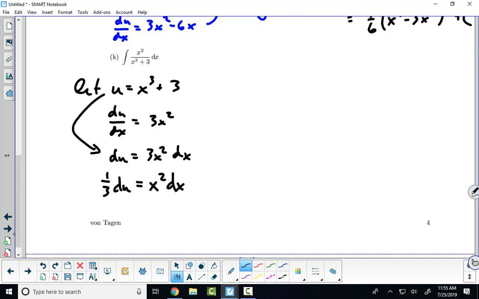By the way, if you learned u substitutions before, if you've had a calc class before, you might have learned how to do these differently. Everyone does them their own way. This is how I do them.